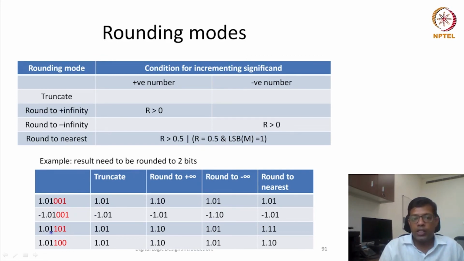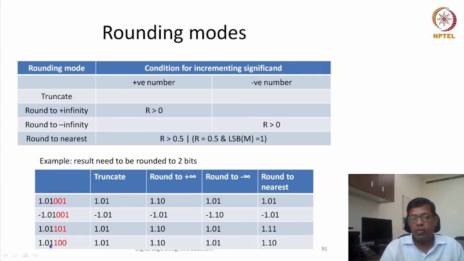Okay, so consider this case, 1.01101. So truncate, we are leaving these bits, and round towards plus infinity, because there is a residue which is more than 0, I am adding 0.01. Round towards minus infinity, because the number is positive, I am discarding it. In case of round to nearest, the 101 means the MSB of the residue is 1, so that means the number is at least 0.5. And if any other bit in the residue is 1, that means it is more than 0.5, so I have to add 1, so this should be actually 1.10.